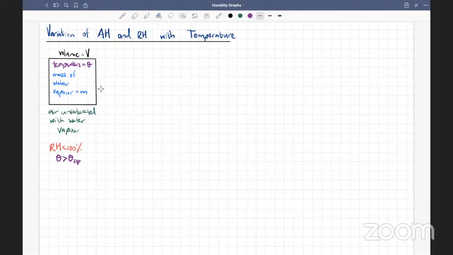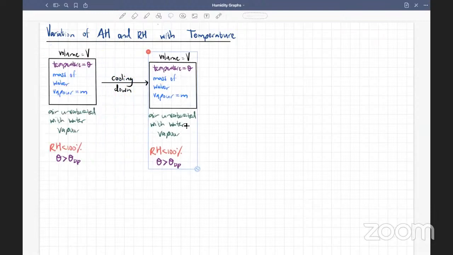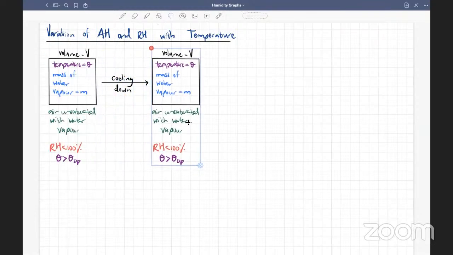Then, just like I was discussing, to make it saturated, what should we be doing? We should cool down the system. Okay, somehow we are cooling down the system, right? When we cool down the system, let's see what's going to happen. So let me just copy this and paste it, therefore I don't have to rewrite everything. Now I'm going to make the changes.